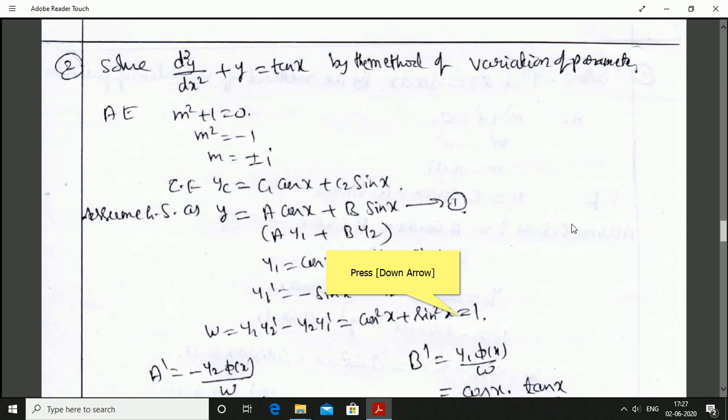This assumed solution is of the form a into y1 plus b into y2, with y1 is equal to cos x, y2 is equal to sin x. y1 dash is equal to minus sin x, y2 dash is equal to cos x. Okay, w is equal to y1 into y2 dash minus y2 into y1 dash. Cos x into cos x is cos square x, minus sin x into minus sin x, minus into minus is plus sin square x. Cos square x plus sin square x is equal to 1.